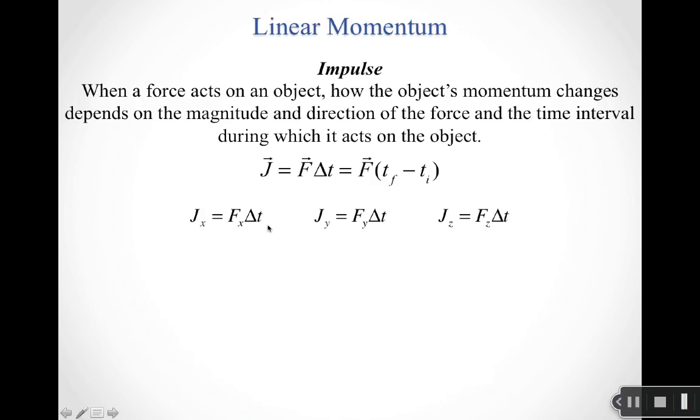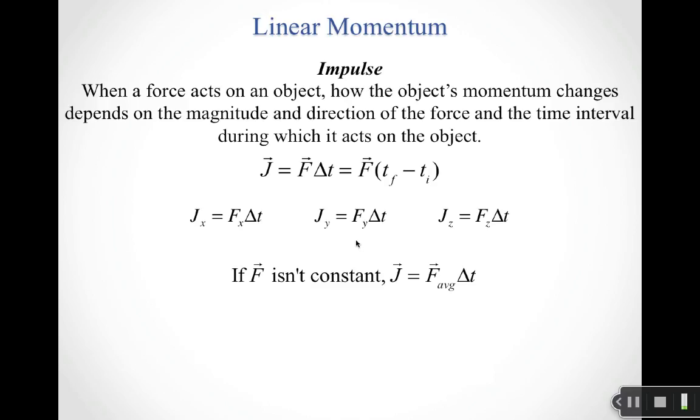Again, this is a vector equation. So there's really the x component of the impulse is equal to the x component of the force times our time interval. The y component of the impulse is equal to the y component of the force that acts on the object over the time interval. And then the z component of the impulse is equal to the z component of the force times the time interval. Now again, this is true for a constant force.